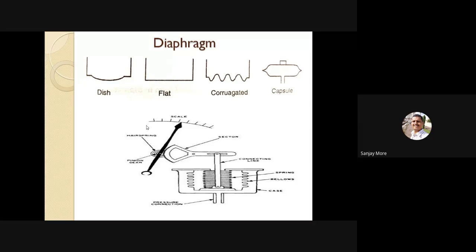Complete this diagram in this lecture only. Next lecture I am not going to spend a single minute to draw this diagram. So I request all of you to draw this diagram under the heading diaphragm gauges. This is the second pressure measuring instrument.